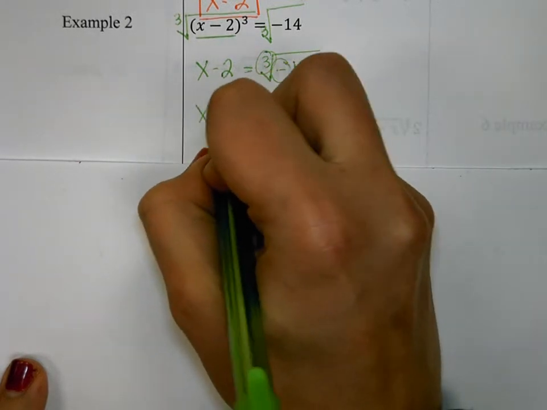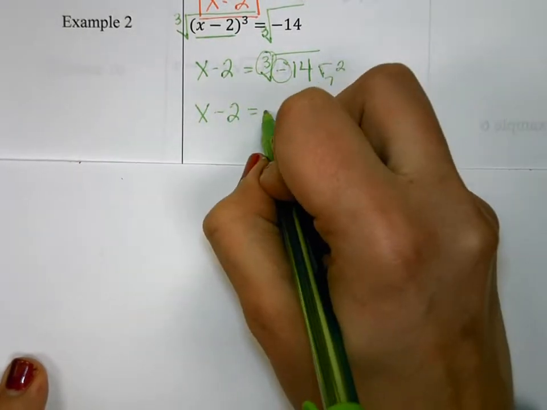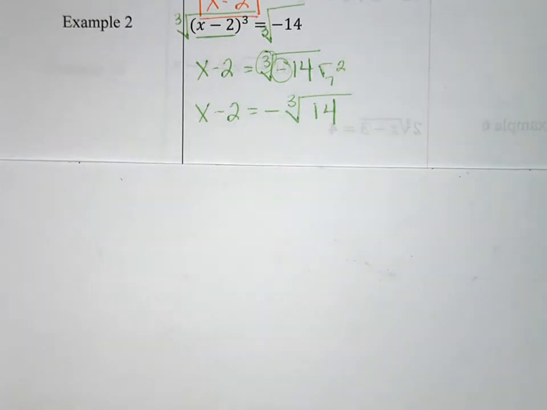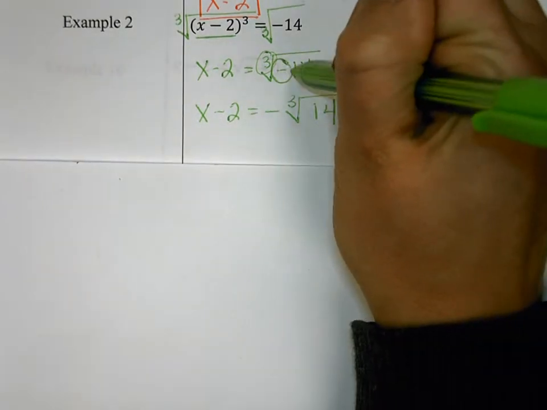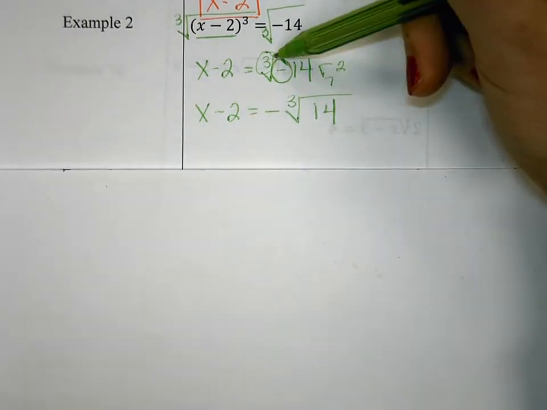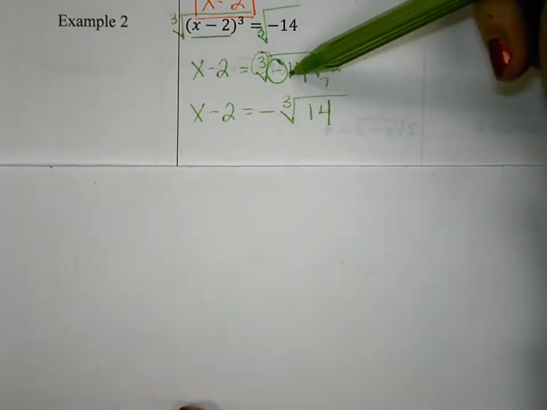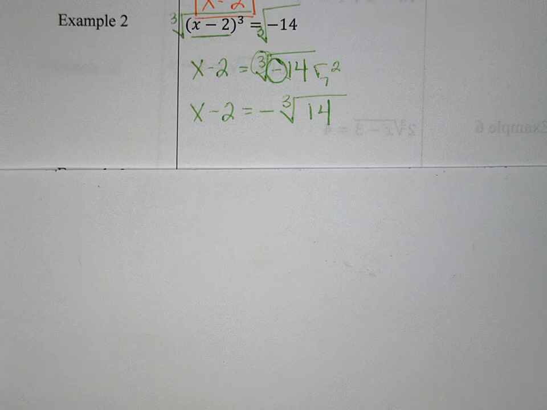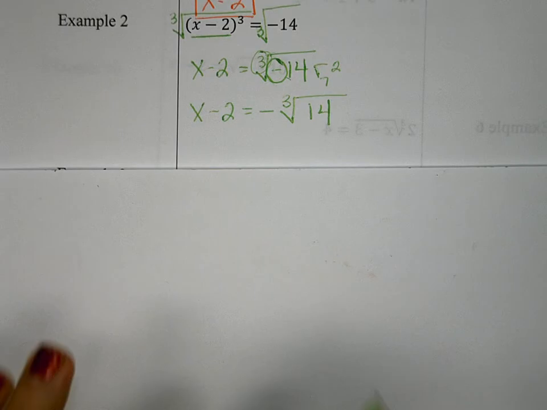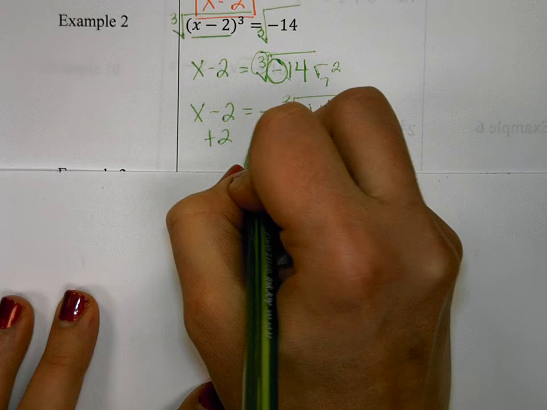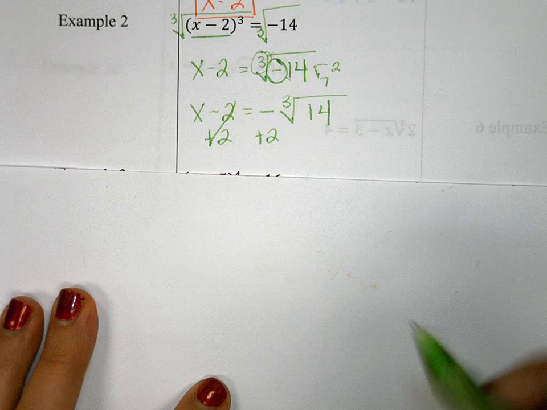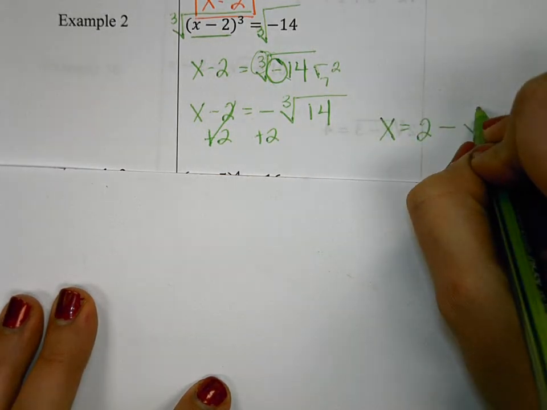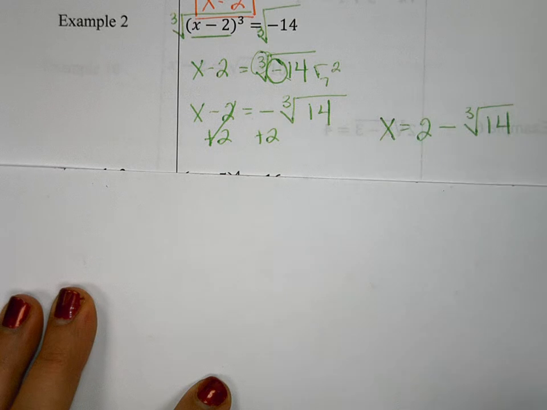So this is x minus 2 equals negative cube root of 14. And we want to pull the negative out because since my index is odd, I know that my answer has to be negative. So we can just go ahead and pull that out right now. And then to solve for x, I add 2 to both sides. So I get x equals 2 minus the cube root of 14.